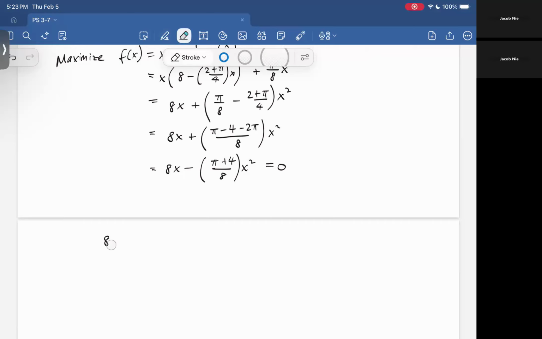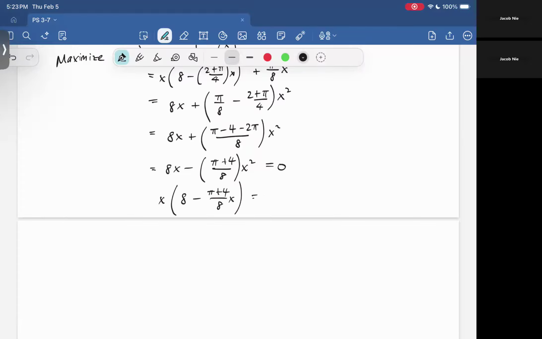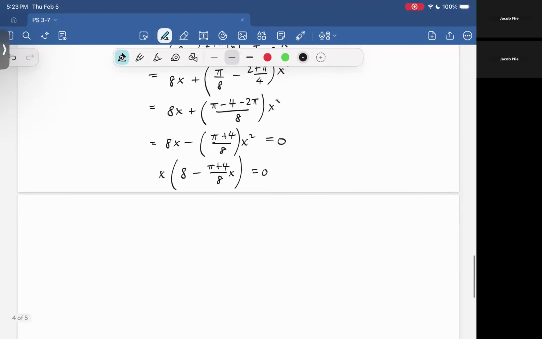Well, let me be more clear. We're going to get a solution of 0 because we can also factor this, right? We can factor out x. We'll be left with 8 minus pi plus 4 over 8x equals 0. And so we're going to throw out the x equals 0 solution because that doesn't make sense physically. So we're left with 8 equals pi plus 4 over 8x, which means that x equals 64 over pi plus 4. Okay, and that'll be our critical point.